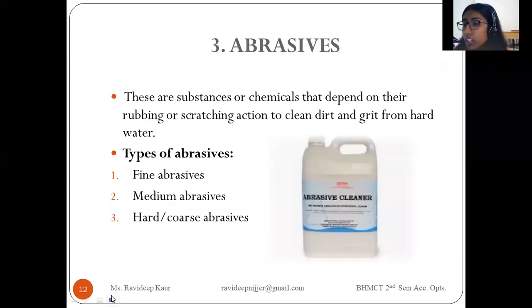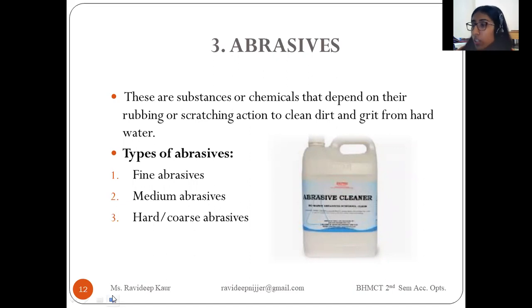Next, the third cleaning agent we have is abrasives. These are substances or chemicals that depend on their rubbing or scratching action to clean dirt and grit from hard water. So students, the third cleaning agent is made from chemicals which we rub on the surface, and with the rubbing or scratching action you clean dirt and grit from the hard water.